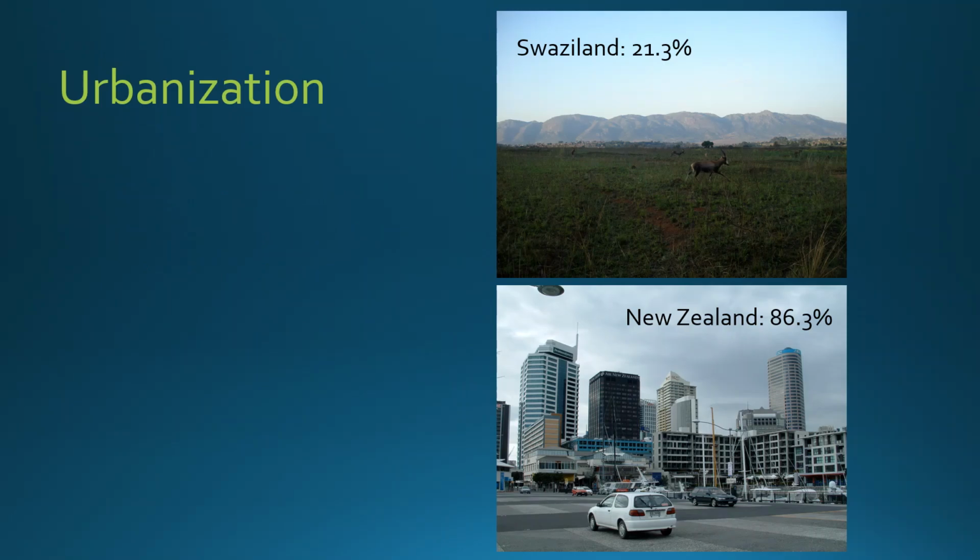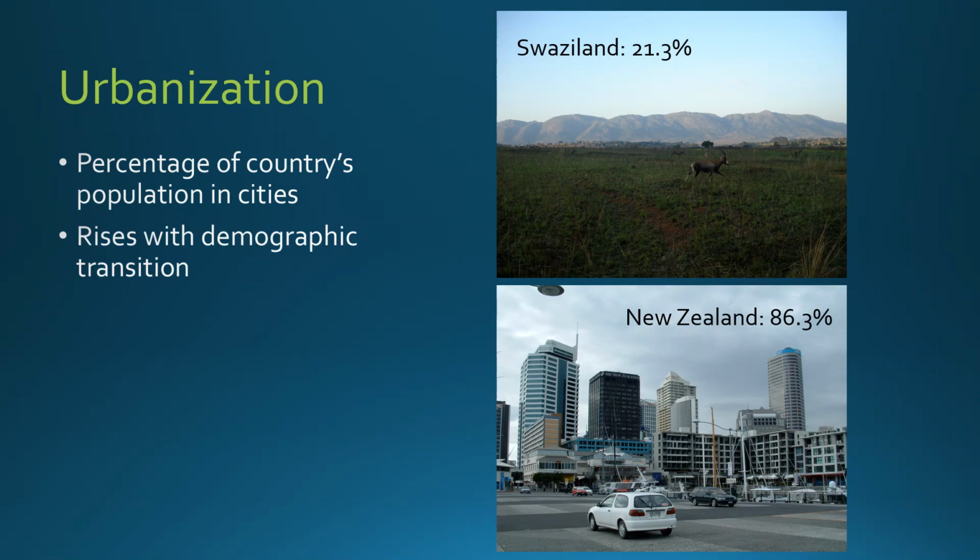And generally speaking, as places get more developed, they become more urbanized. Urbanization is the percentage of the country's population living in cities or urbanized areas. If you live most anywhere in San Diego County, you're living in an urban area, right? You are in a metropolitan area. This rises with that demographic transition. So as you go through the stages of the demographic transition model, places become more and more urban. Right, so you look at Swaziland up there, 21.3% urban, compared to New Zealand, where nearly 90% of the people are living in an urban area.